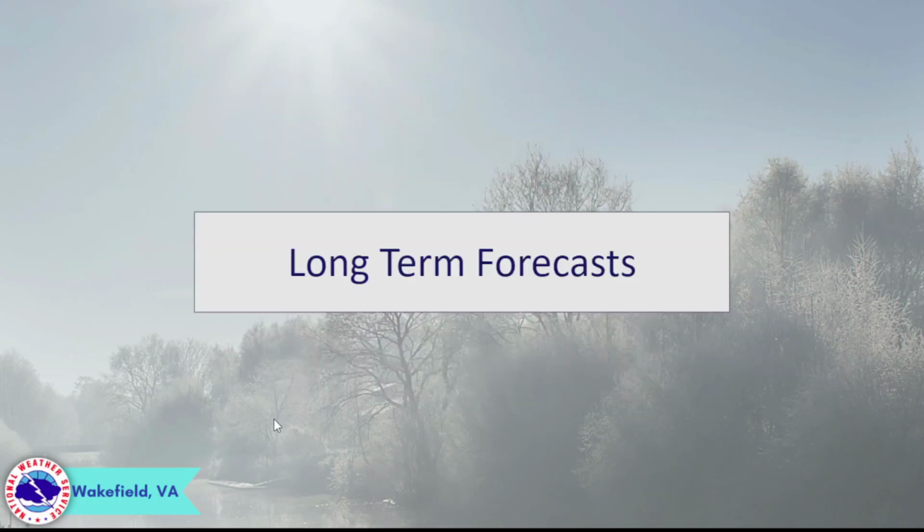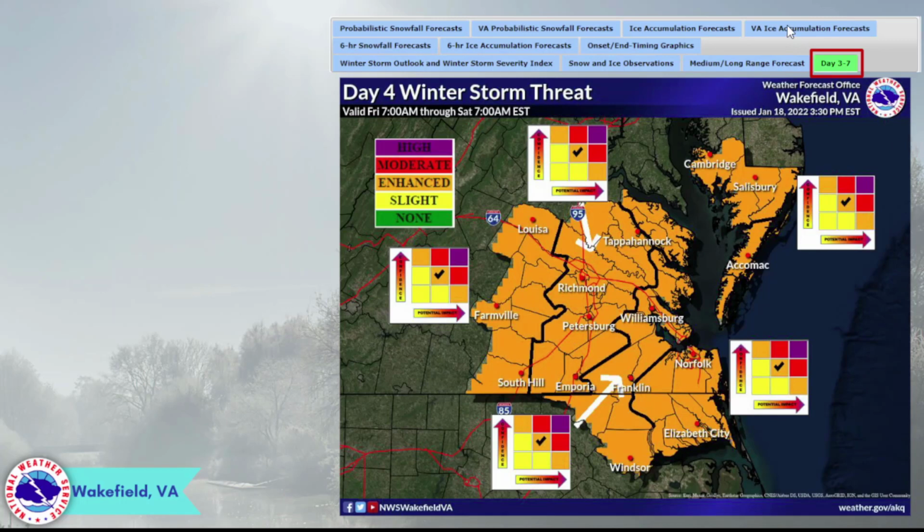So now I want to talk about long-term forecasts. Before, I mentioned that you're only going to get a lot of detail within 48 hours, but if you want to look at days 3 through 7, you're going to want to look at this long-term forecast product. So same winter weather page, but in this tab over here, the day 3 through 7, here in the lime green, what we're looking at is the winter storm threat. This example is day 4 to be specific.